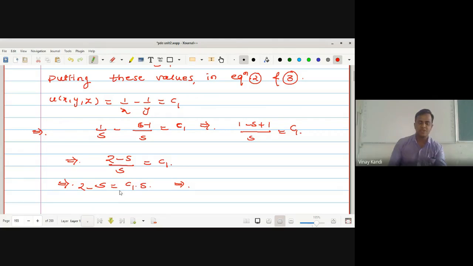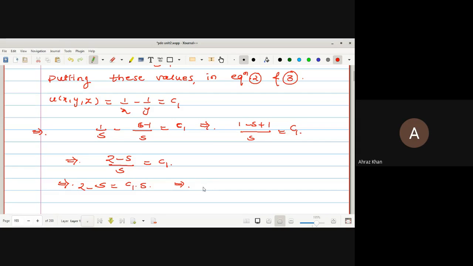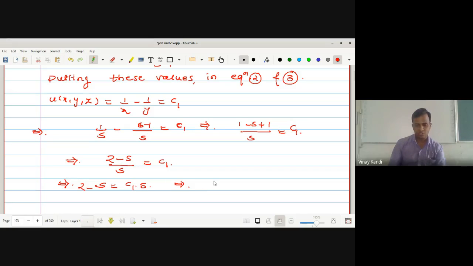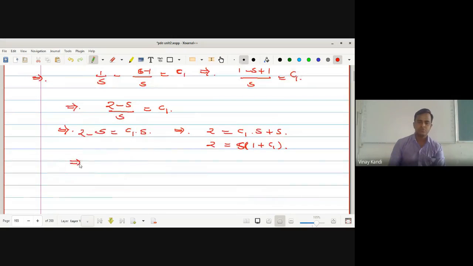Now we have to find out the value of s. Tell me, what is the value of s? It is 2 upon (c1 plus 1). So 2 is equal to c1 into s plus s. Taking s common, 2 is equal to s into (1 plus c1). So that implies s is equal to 2 upon (c1 plus 1). So this is the value of s.